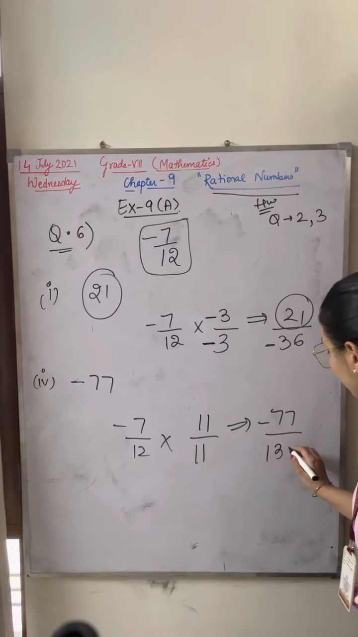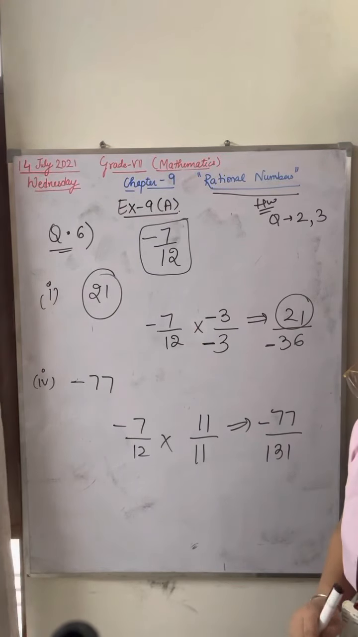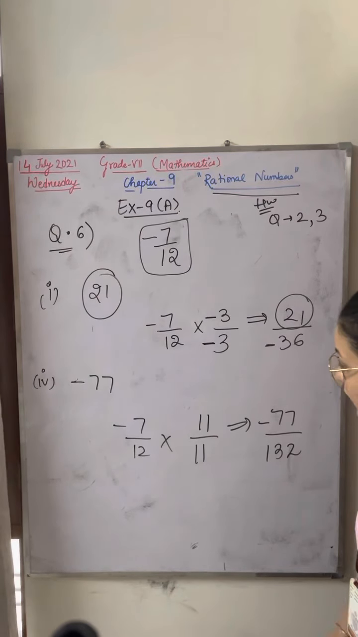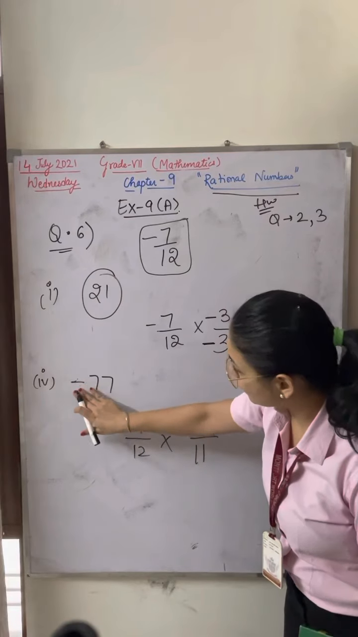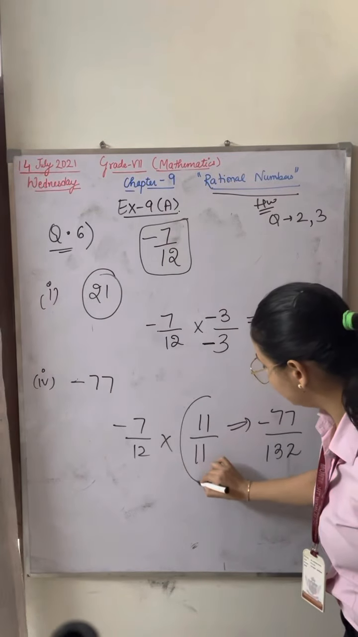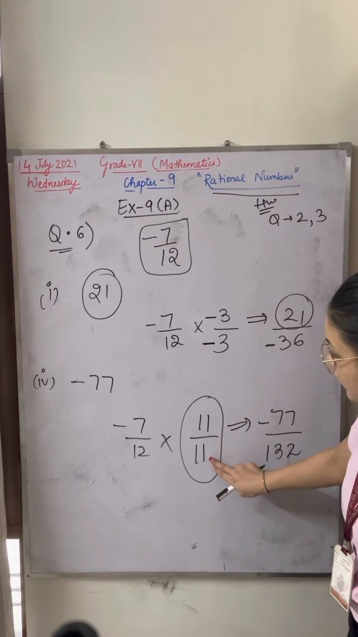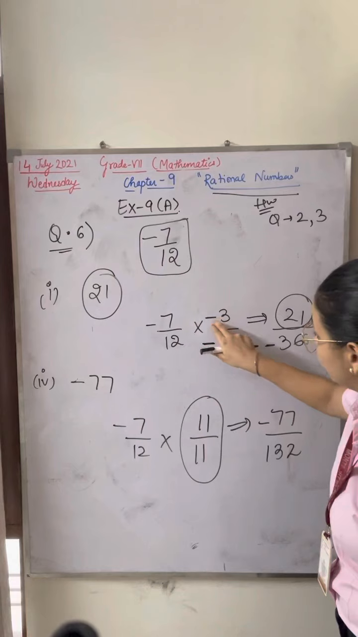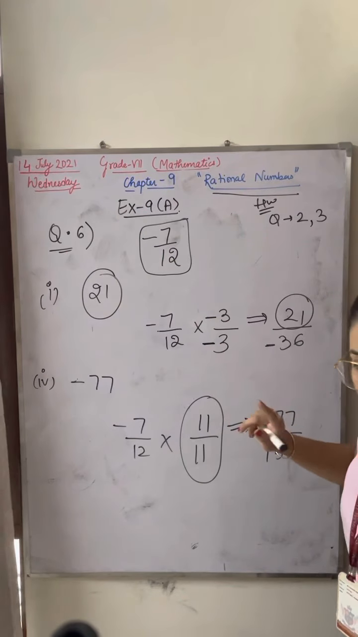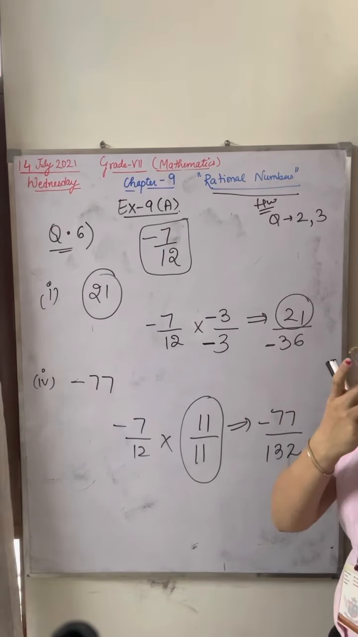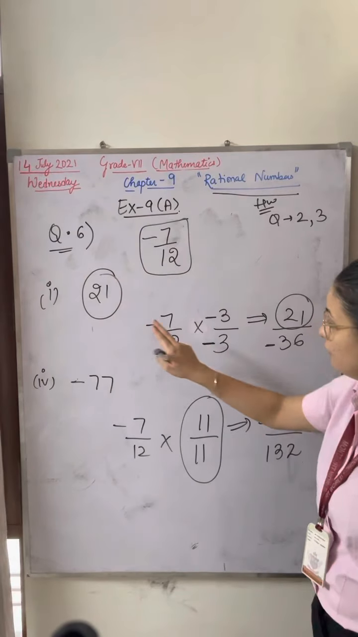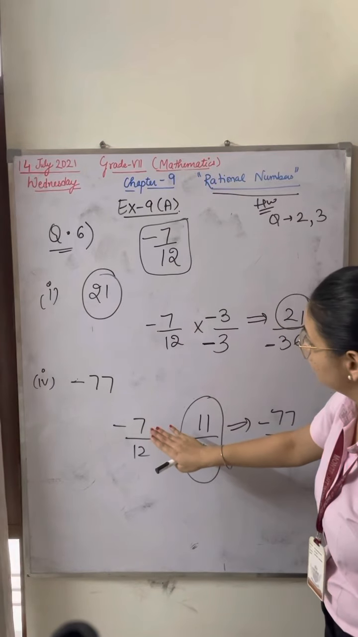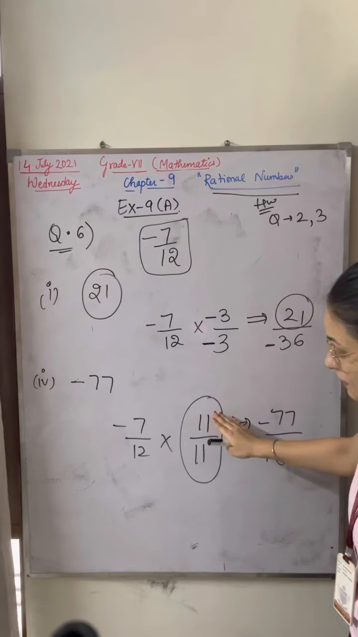Some are saying 121. 121 is the square of 12. Okay, it is 132. Here my numerator was already negative, so I just have to multiply with 11 here and 11 here. Here my numerator was positive, so I have to multiply with negative. Please keep this in mind: when you want your answer positive, you have to multiply with a negative number. When your answer is already negative, then you have to multiply with a positive value.